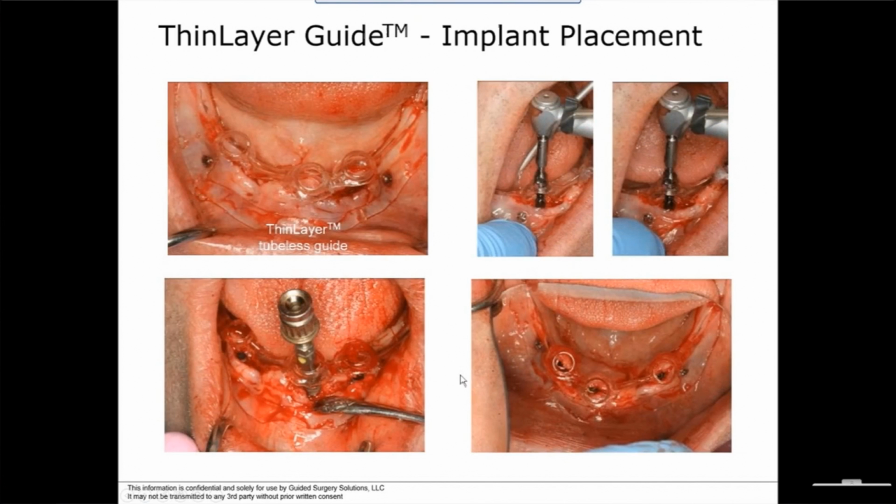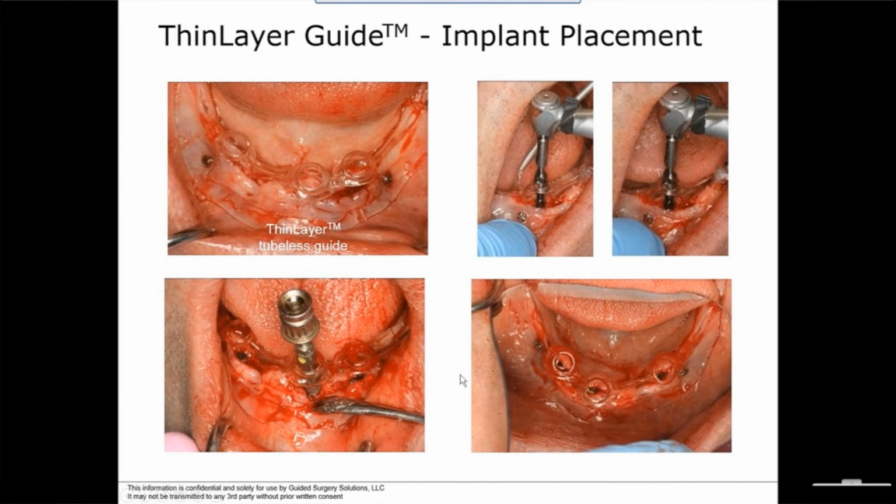I prepared the osteotomies initially, and then I placed what we call a ThinLayer guide. This guide doesn't have tubes, but the guide holes up top are exactly the same as the top of the tubes. And the osteotomies are either completely or partially done. In one position, I completed the osteotomy using the ThinLayer guide because I wanted to see exactly where I was. The bone was higher on the lingual than it was on the buccal, and I wanted to determine by vision exactly where I would be. I then used the guide to center my implant driver.